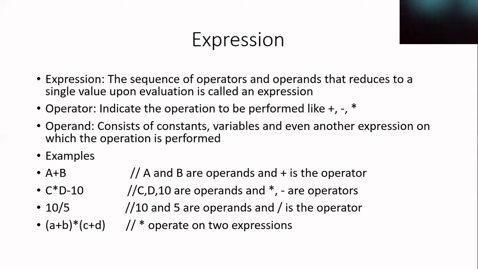Now, if you consider the expression 10 divided by 5, here 10 and 5 are operands, but both are constants. They are not variables. But this divide is the operator. If you consider the last expression, here there are three operators totally: 2 plus, and 1 multiply. The multiply operator is going to operate on one operand as a plus b and another operand as c plus d. So for multiply, both the operands are expressions. From this, what you have to understand is the operand can be a variable or a constant, otherwise it can be another expression also.